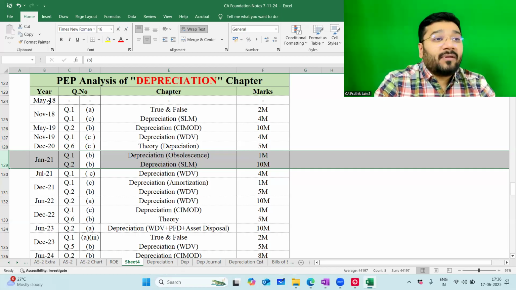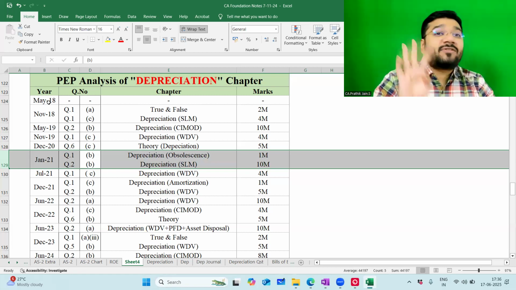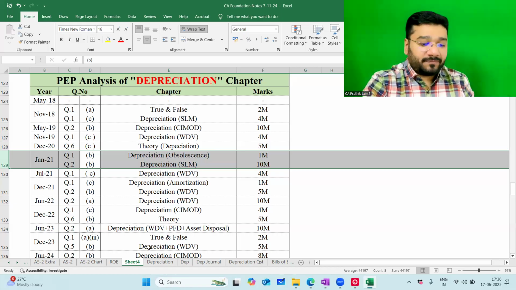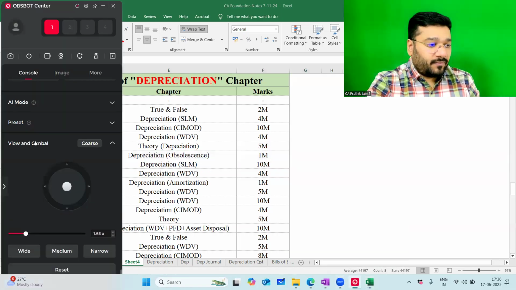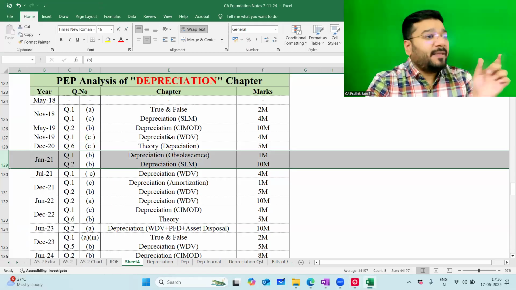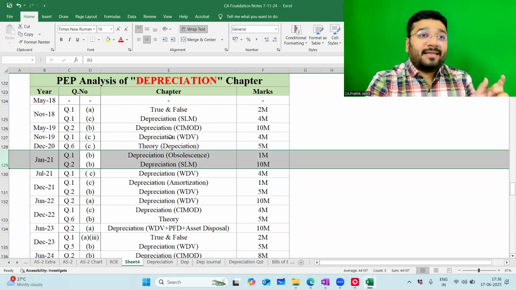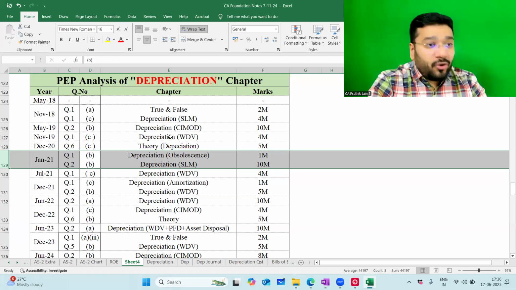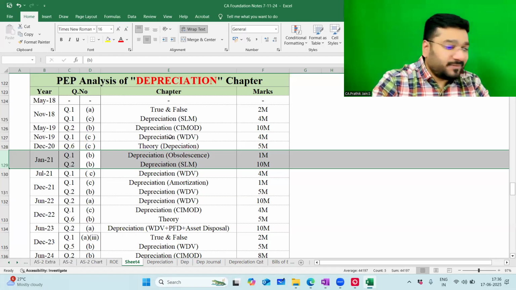Question 1B, a 1 mark question. A 1 mark question means definitely this is not true and false. They've asked what is the meaning of obsolescence for 1 mark. So they asked 4 questions, 4 points. Each point, for 1 mark, you have to explain. Please explain this for 1 mark. Like that, they asked obsolescence for 1 mark. Nobody focuses on theory. So those who didn't know what this is literally lost marks in this.